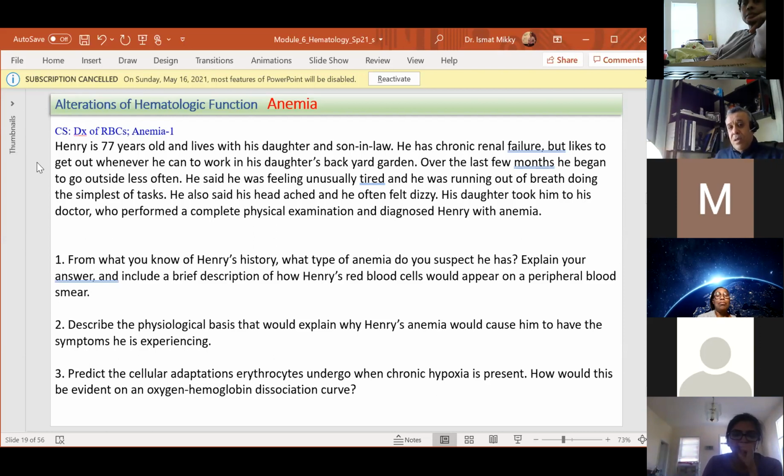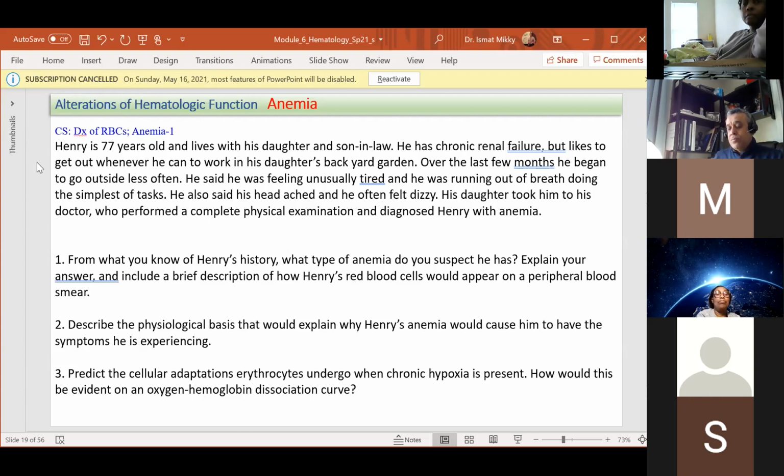Henry is 77 years old and lives with his daughter and son-in-law. He has chronic renal failure, but likes to get out whenever he can to work in his daughter's backyard garden. Over the last few months, he began to go outside less often. He said he was feeling unusually tired and was running out of breath doing the simplest tasks. He also said his head ached and he often felt dizzy. His daughter took him to his doctor, who performed a complete physical examination and diagnosed Henry with anemia.